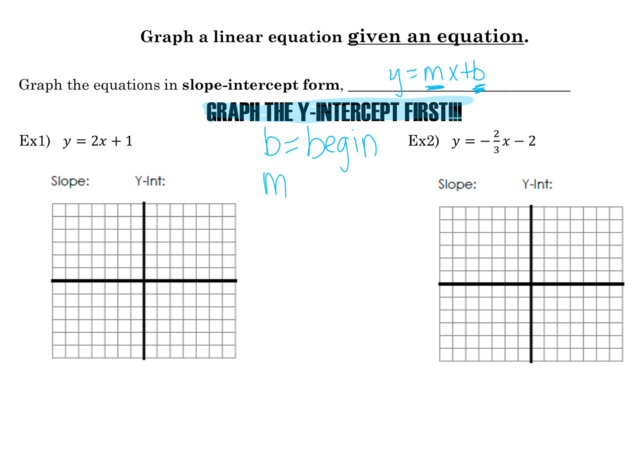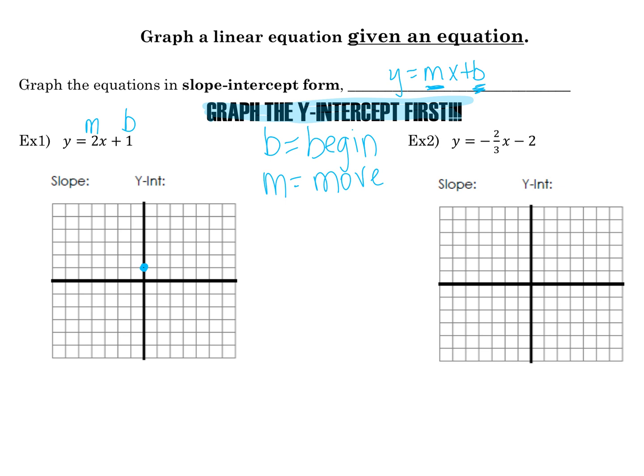And then M stands for move. So after you begin at the y-intercept, then you're going to move according to your slope, rise over run, to get to your next point. So let's see how this is going to work. If you look at your first example, y equals 2x plus 1, your m is 2, your y-intercept is 1. And so we're going to begin with 1, so we're always going to graph that on the y-axis. So we're going to put a point at 1 on your y-axis.